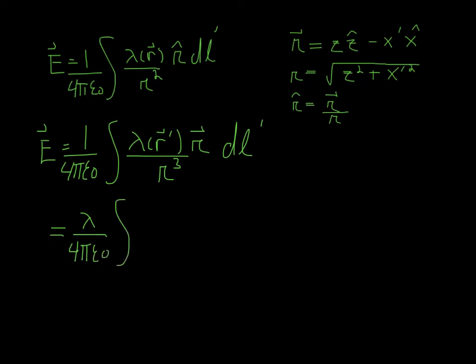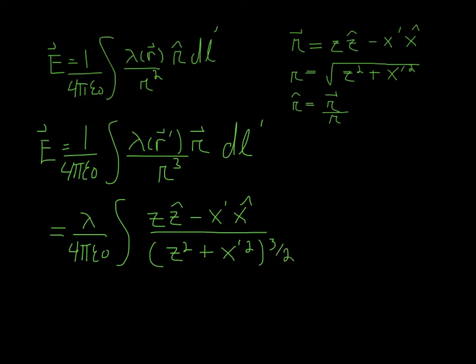And then it's going to be the integral of z hat minus x prime x hat over z squared plus x prime squared to the 3/2. Do you get that? Because r script is the square root of z squared plus x prime squared, and then we're cubing it down in the bottom here. And then that's going to be dl prime. In this case, we're going to be integrating over dx prime. And we'll review the picture to see what all this means once more.